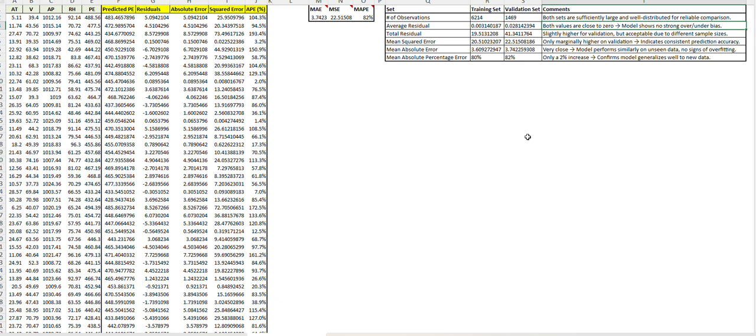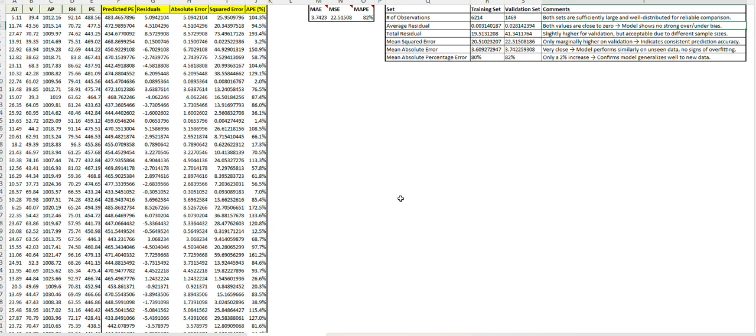If you go to the mean squared error, it is only marginally higher. So when I pulled the training data values and the validation set values for my output metrics, which are mean squared error and mean absolute error, there is only a marginal difference, which indicates consistent prediction accuracy. For the mean absolute error, they are very close, 3.6 and 3.74. The model performs similarly on unseen data, and the mean absolute error is only a 2% increase, which confirms the model generalizes well on new data.